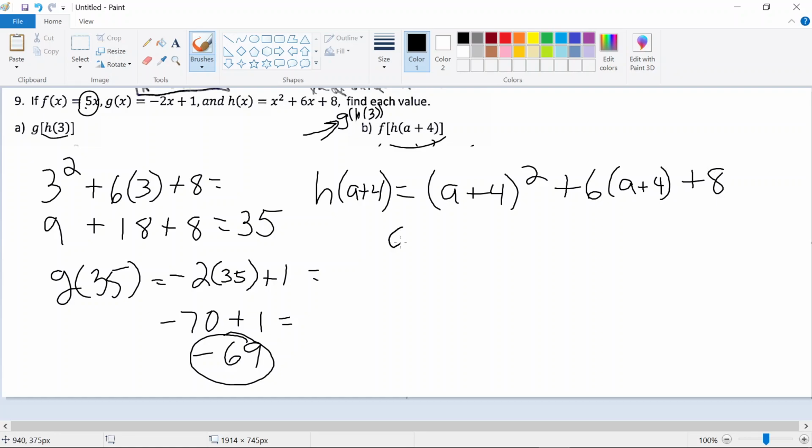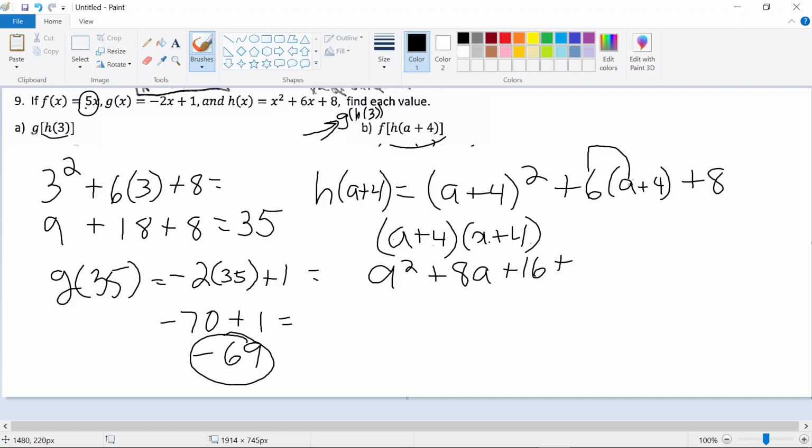All right, what's a plus 4 squared? Well, let me write it like this. Maybe that'll make it easier. Then FOIL. a times a is a squared. Outside, a times 4 is 4a. Inside, 4a. 4a plus 4a is 8a. And then last times last. FOIL, F-O-I-L. 4 times 4 is 16.